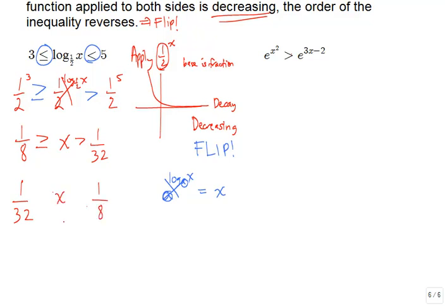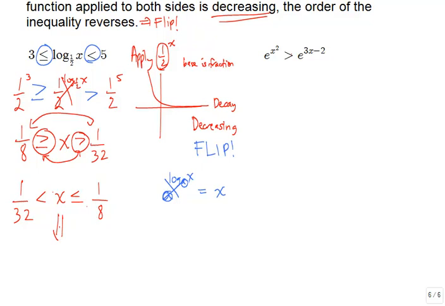I'm going to leave the x where it is, and because I'm flipping these two guys around, I need to flip the inequalities around too to maintain the correct inequalities. So right here, this greater than, which was between the x and the 1/32, is going to flip around to a less than, and this guy is going to flip around to a less than or equal to.